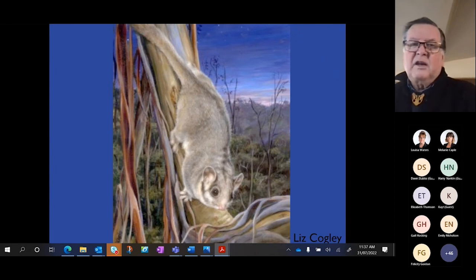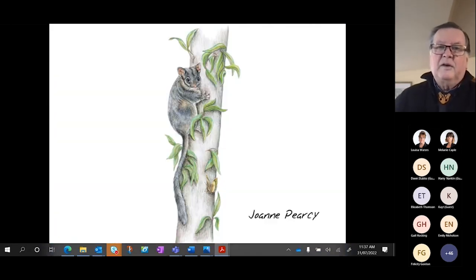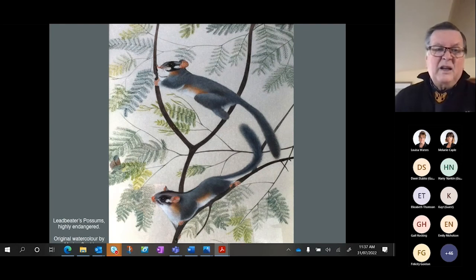This is a Liz Cogley work, which we're now using as a card, available from Friends of Leadbeater's Possum, and Joanne Piercy, this beautiful illustration of a Leadbeater's possum, and this one by Marion Gould.